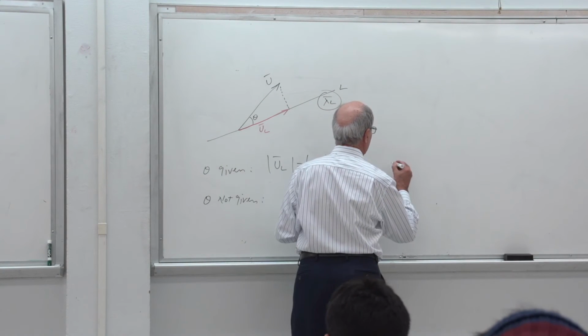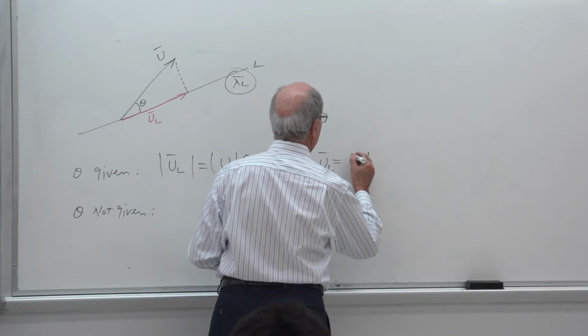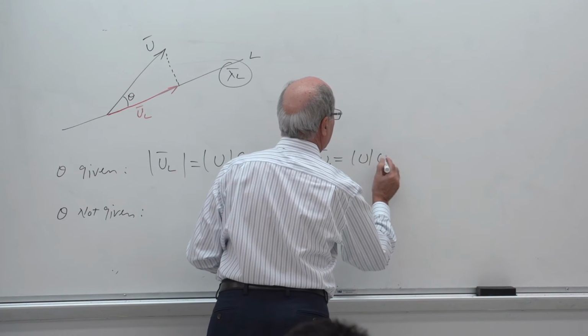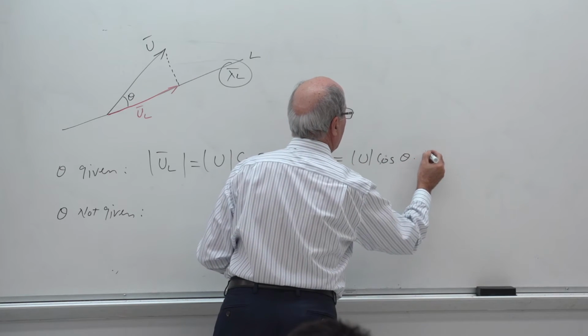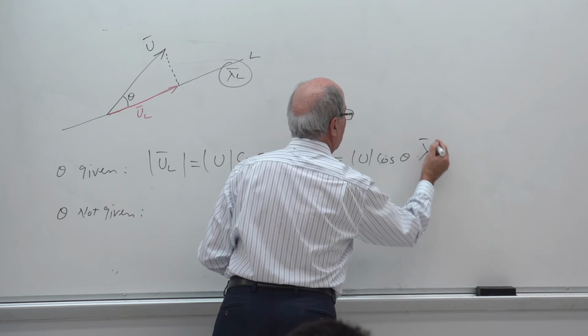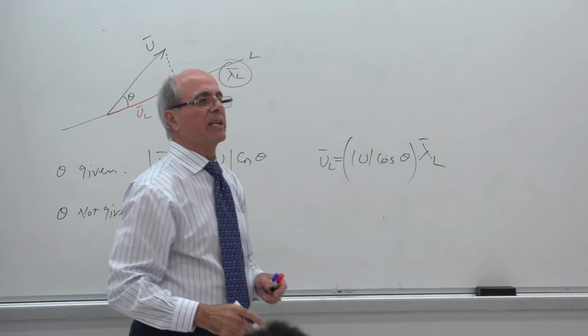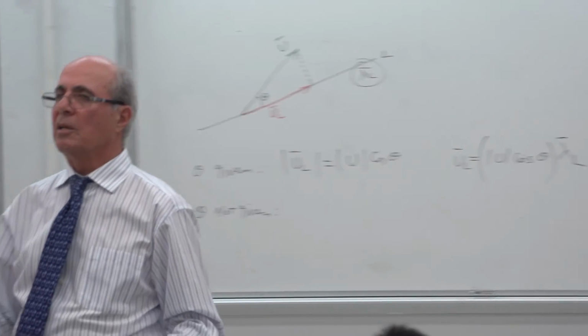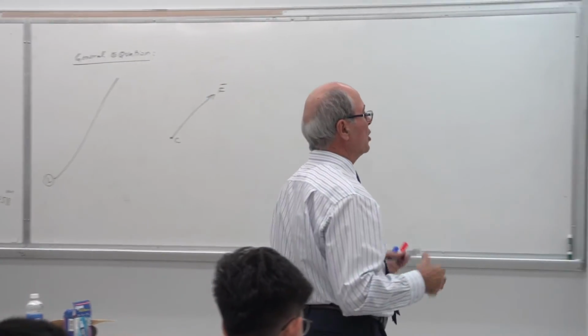This is its magnitude. Let's find the vector format. Vector UL is equal to U cosine theta, multiplied by lambda L. Is that correct or not? This is the magnitude, that's the direction, correct? Because it is on the line. Okay. All of this we already know.